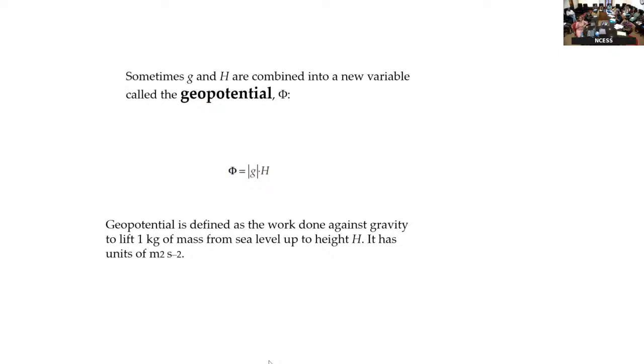We combine both the gravitational force and the gravitational constant to give rise to a new variable called geopotential. It is the value of gravity times h. It is the work done against gravity to lift 1 kilogram mass of air from sea level up to a height of h, and its unit is meter squared per second squared. So it is another term we usually use in meteorology.